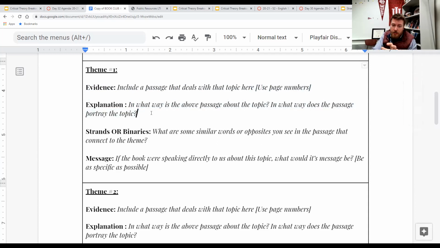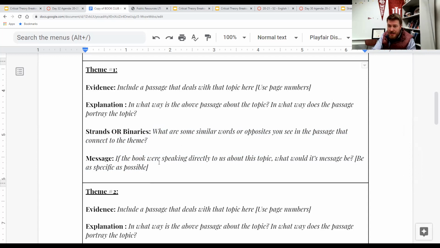The next thing I want you to do is try to explain in what ways you think that above passage is about the topic, right? In what ways does it portray the topic? What kind of language does it use to describe it? And that's where you can also get into describing some of the strands or binaries. What are some of the words or opposites you see in the passage that really connect to that theme, that connect to that topic? And then finally, I want you to try and paraphrase in your own words what you think the message is here.